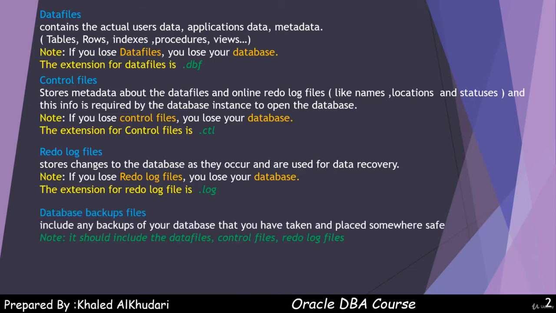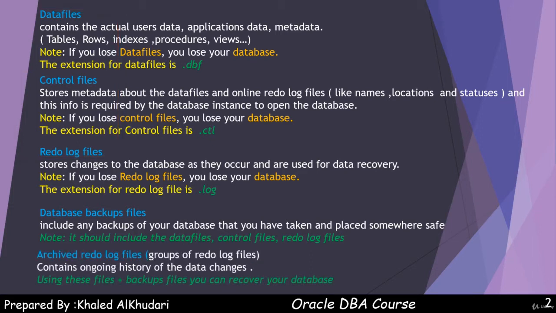We also have database backup files. From the name, it's very clear: backup files. It includes any backups for your database that you have taken and placed somewhere safe. Note, it should include the data files, control files, and redo log files. So we can understand that the main important files are data files, control files, and the redo log files.